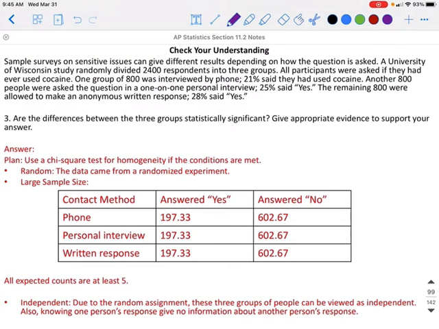Next, we need to come up with our plan. Remember, in the plan, you need to say what method you're going to use, and you need to check your three conditions. So we are going to use a chi-square test for homogeneity if the conditions are met. We do know that this is a randomized experiment. Next, we need to check the large sample size, so we need to find the expected counts for each category. And since all of these values are at least 5, then the large sample size can be used.